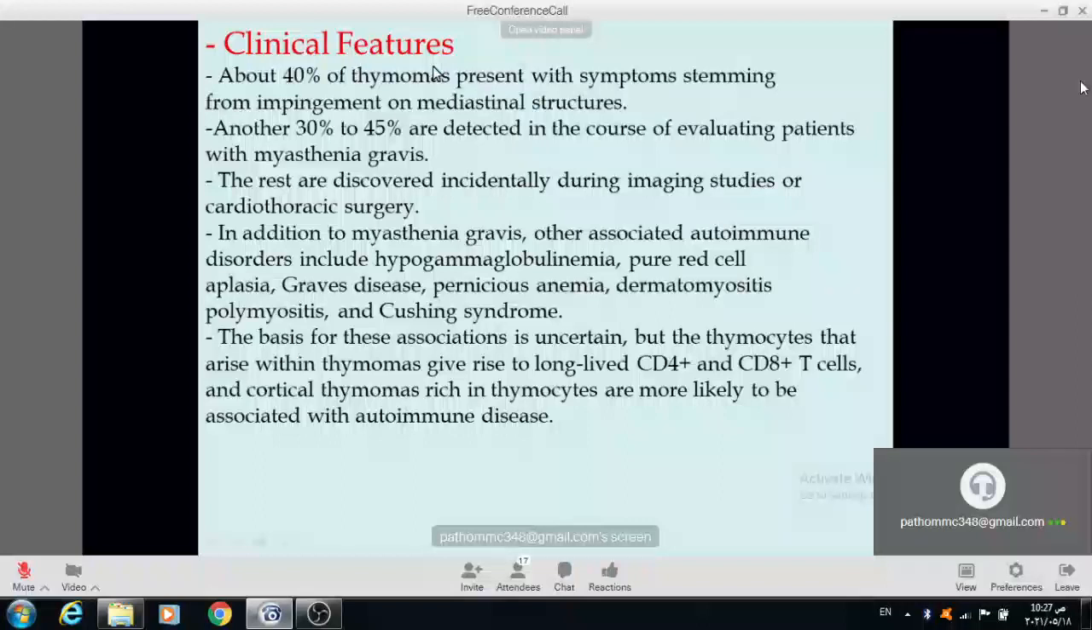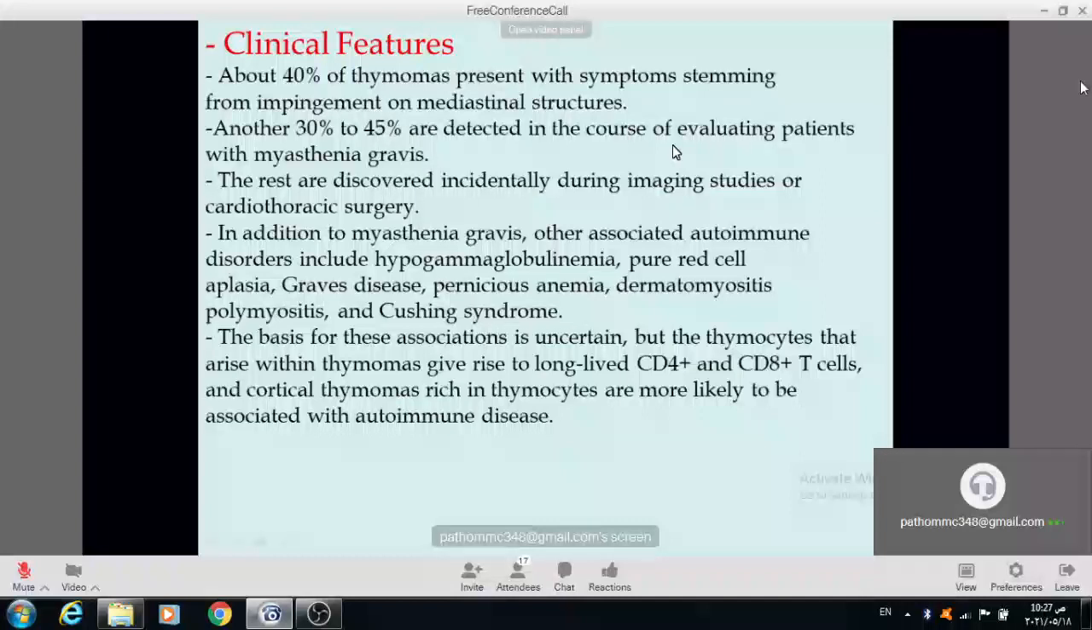كلينيكلي كيف تجي الثايموما؟ عادة 40% of them تجي على شكل pressure on the mediastinal structures because they are growing in the mediastinum. فممكن تعمل لنا superior vena cava obstruction syndrome. ممكن يجي المريض على شكل dyspnea، أو obstruction of the main blood vessels، أو paralysis of the nerves of the mediastinum. فإذا هي تجي 40% due to obstruction or impingement of the mediastinal structures.